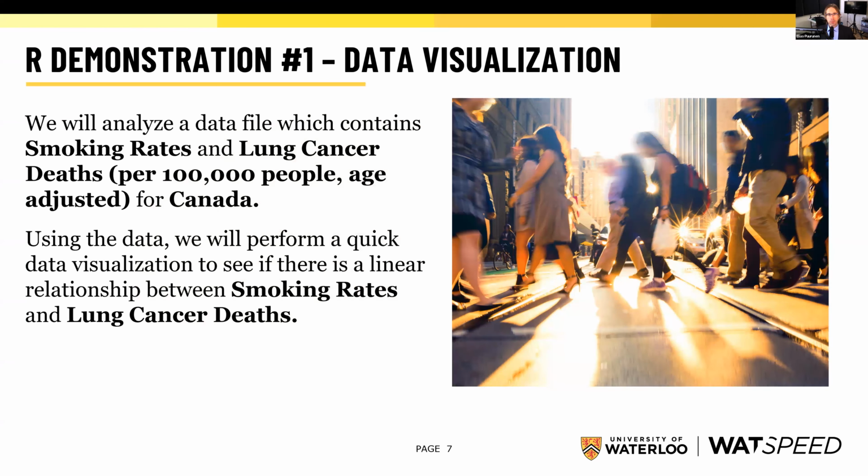Let's talk about our first demonstration. We're going to do some basic data exploration with a sample data set. We're going to analyze a file. This contains smoking rates and lung cancer deaths for Canada. And we're going to produce a series of graphs to see if there seems to be any kind of a linear relationship between smoking rates and the lung cancer rate in Canada.